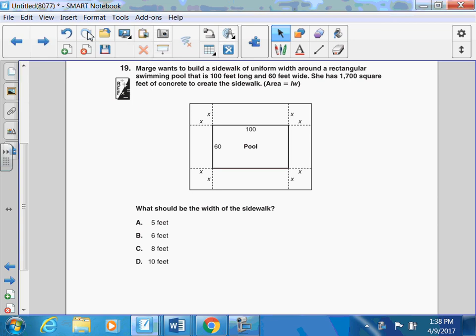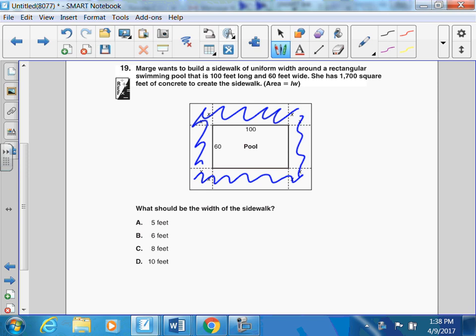Okay, building a swimming pool with a sidewalk around the pool. Actually, we're building a sidewalk. Here's the sidewalk around the pool, and it is of uniform width, which means the width of the sidewalk here is the same as it is here, same as it is here. It's all the way around the same.